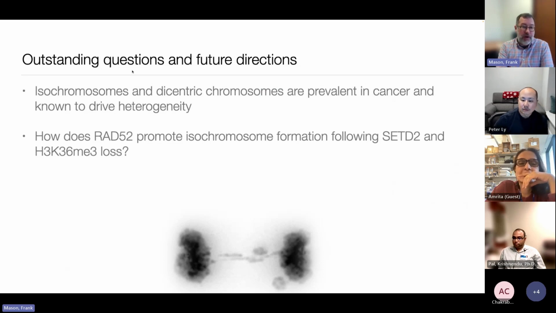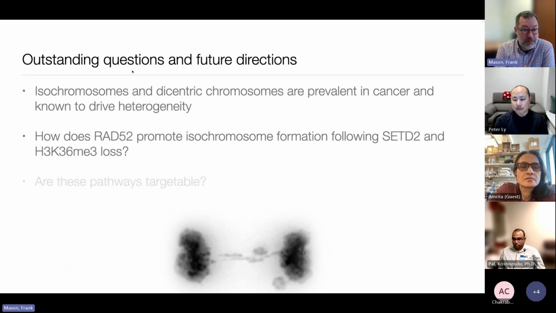And then also, RAD52 is not able to act on its own to induce these chromosomal inversions. So we're trying to figure out what other pathways SETD2 or RAD52 might be utilizing to induce these kind of chromosomal U-turns, inducing isochromosome formation.